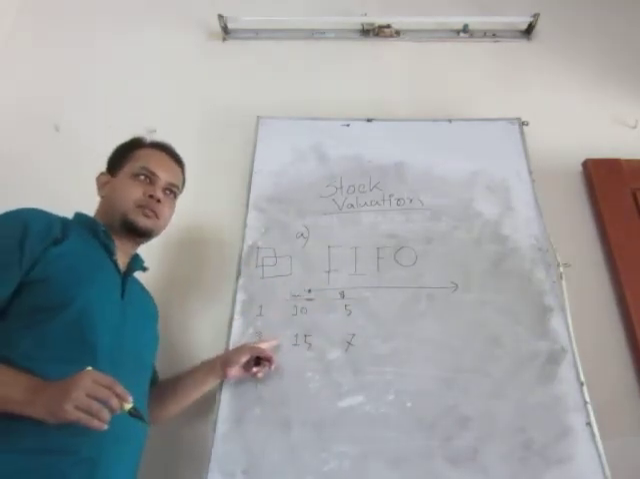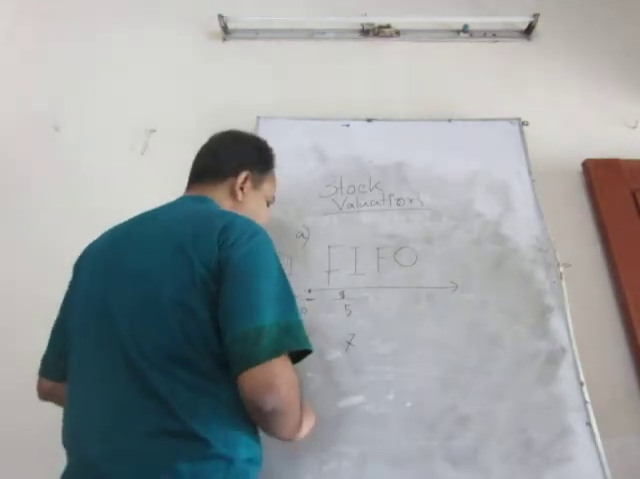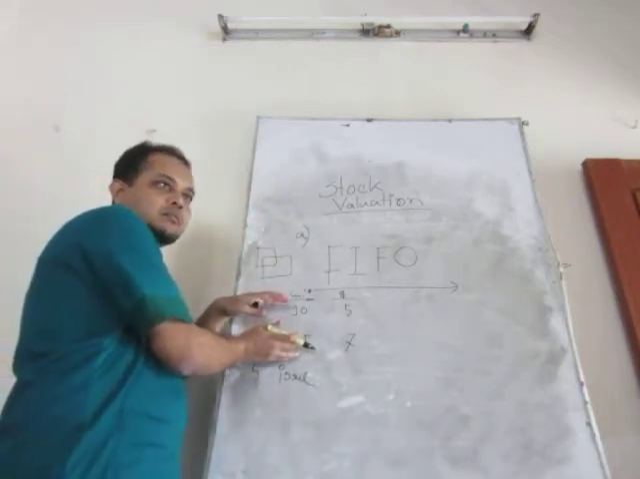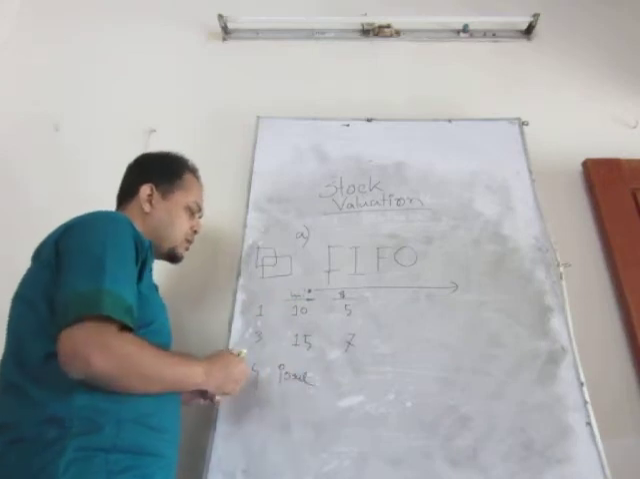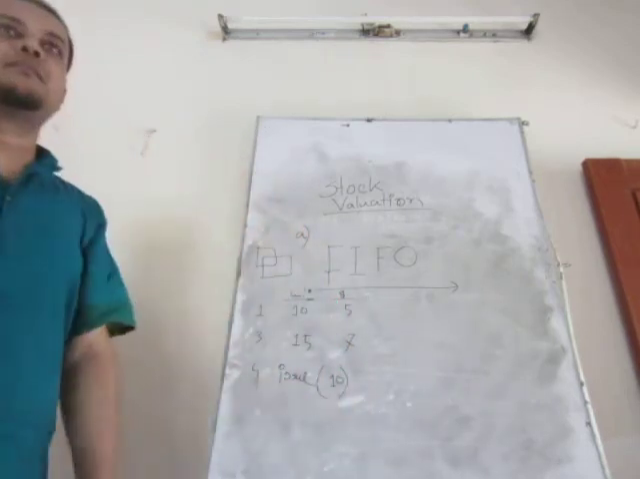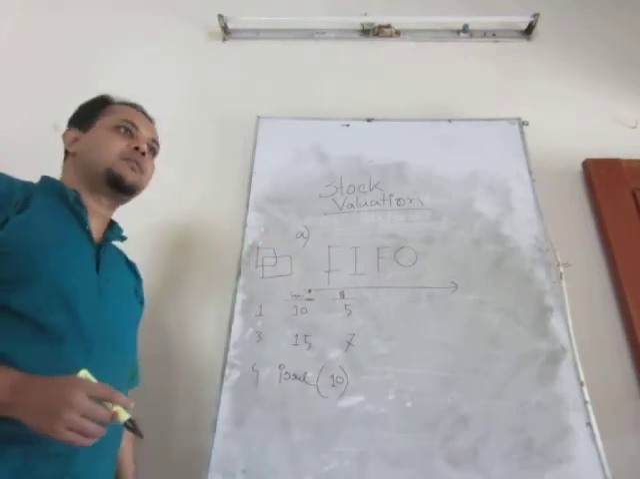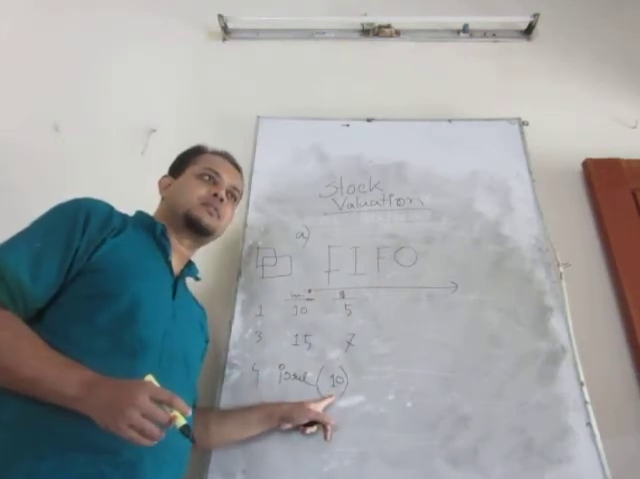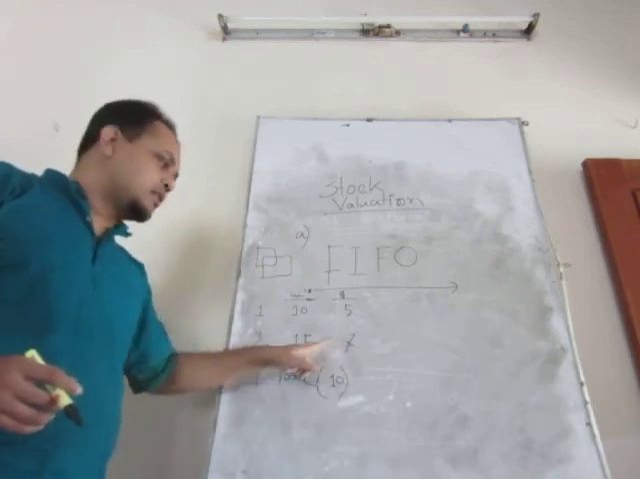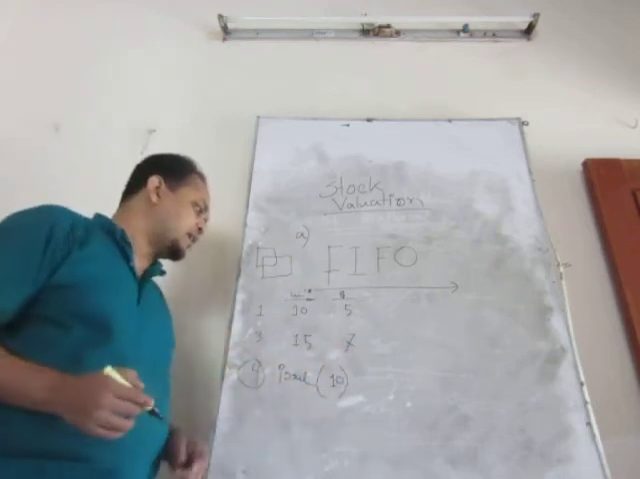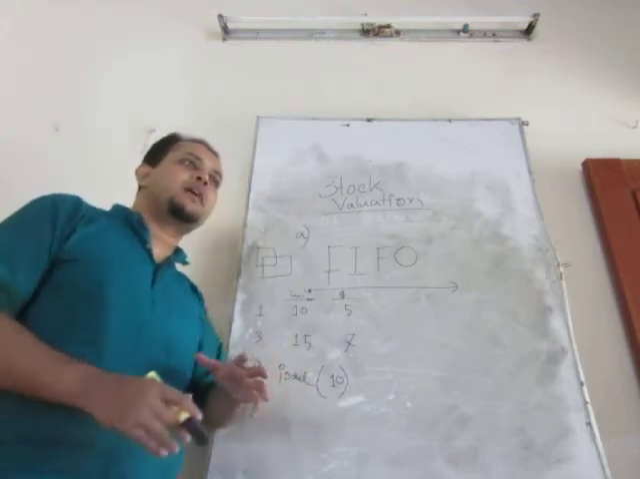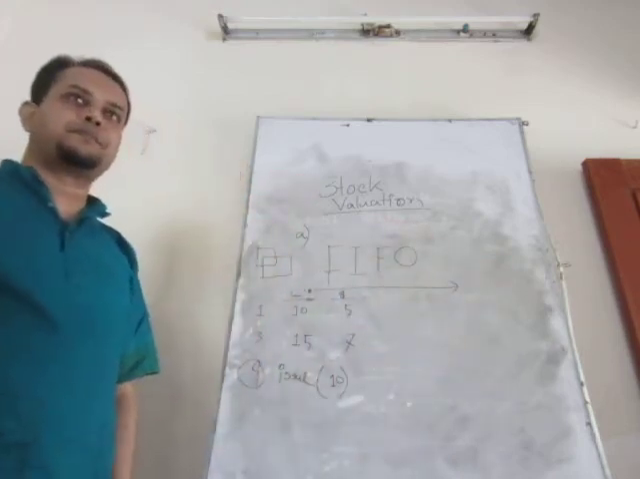So these units are purchased by you, right? In day 4, suppose you issue from your stock. On day 4, you are issuing 10 units of material for some activity. Now the question is, what will be the cost of these 10 units, and what will be the value of the remaining stock?